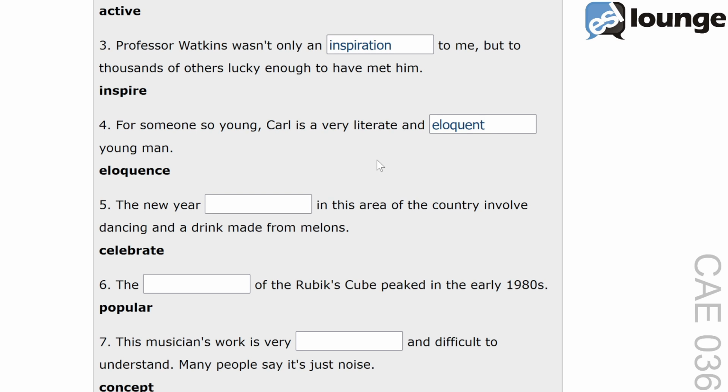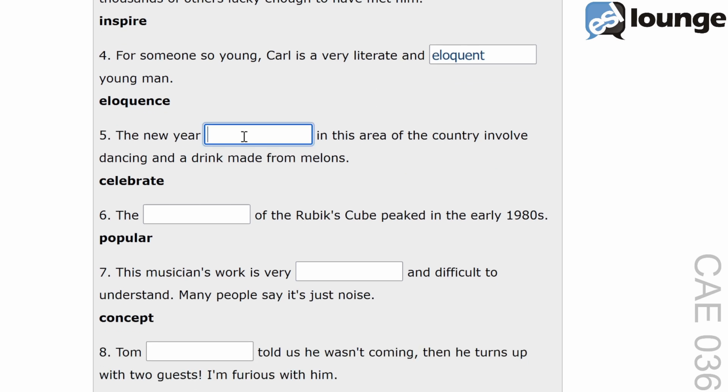On to question 5. The New Year blank in this area of the country involved dancing and a drink made from melons. The base word is celebrate. The correct form here is celebrations. Celebrations is a noun that refers to social gatherings or activities organized to mark a special occasion. It typically includes rituals, festivals, and communal enjoyment. For example, the cultural celebrations in this town include a parade and traditional music.